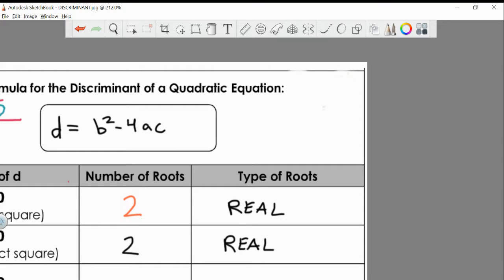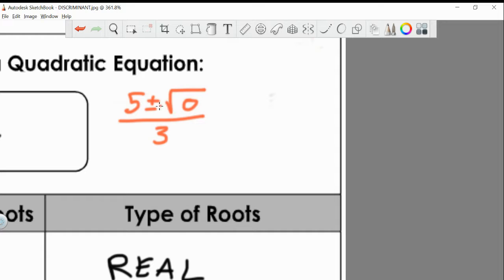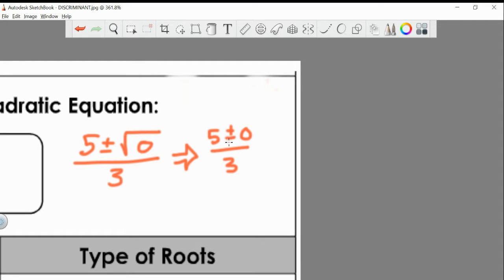So, if our discriminant is 0, we're going to have, again, I'm just making up some numbers here, 5 plus or minus the square root of 0 over 3. Well, what's the square root of 0? Just 0, you're right. So that would be 5 plus or minus 0 over 3. Well, again, the square root has gone away, right? Can we do 5 plus 0? Yep, it's just 5/3. Can we do 5 minus 0? It's just 5/3.